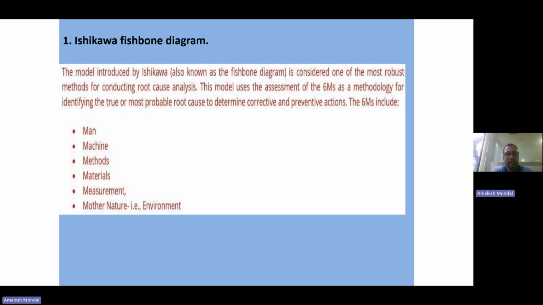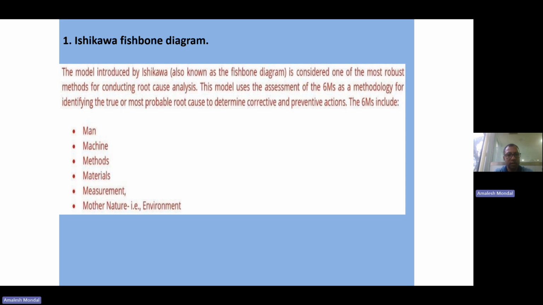The first one is the Ishikawa fishbone diagram. The model introduced by Ishikawa, also known as the fishbone diagram, is considered one of the most robust methods for conducting root cause analysis. This model uses the assessment of 6 M's as a methodology for identifying the true or most probable root cause to determine corrective and preventive actions. 6 M's क्या क्या है? Man, machines, methods, materials, measurement, mother nature or environment. Those are the inputs, 6 M's. So this one is the Ishikawa fishbone diagram.